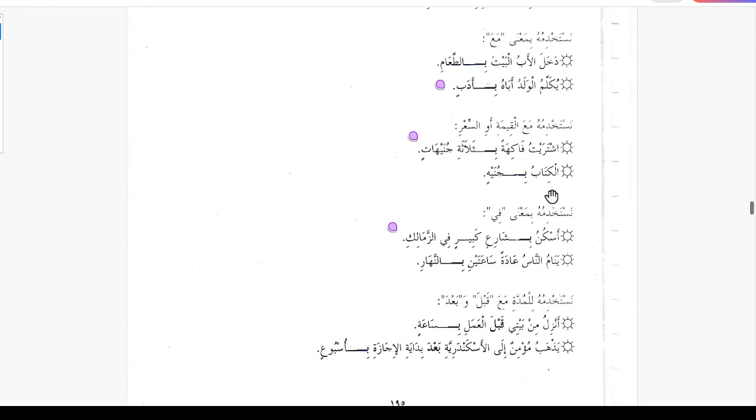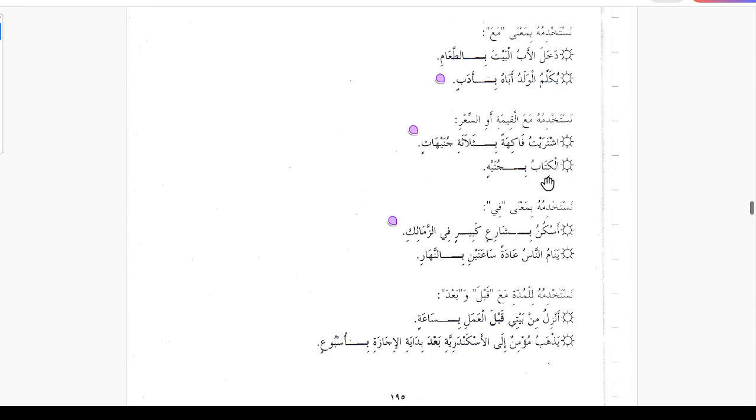Nastakhdimuhu ma'al qimati or sa'r, we use it where we have to mention the price. We can also use ba there. For example, ashtaraitu fakihatan bi thalathati junayhat, I purchased fruits for 3 pounds. So bi thalathati is coming with the price, 3 pounds. Al kitabu bi junayhin, the book is worth like 1 pound.